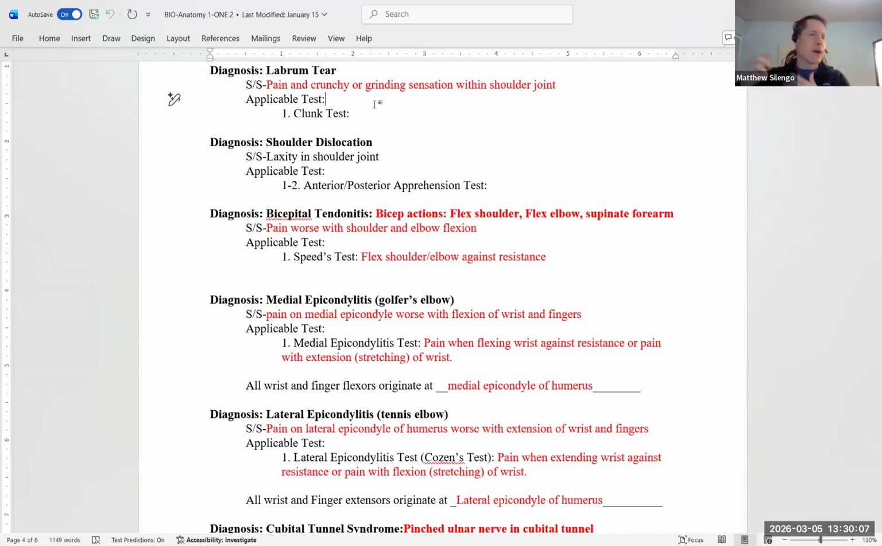And because there's a lot of debris, they might hear it, they might feel it. You as the examiner might notice that there's sort of a crunchy or grinding sound or sensation, like it just feels rough when you move it, and you might hear or feel some degree of grinding or crunchiness. That indicates a labrum tear, and the test is called the clunk test. This is where you, the examiner, will move the shoulder joint in various degrees of motion. And if you notice what we're talking about here, this crunchy, grindy sensation or sound, that would be a positive clunk test indicating a labrum tear.